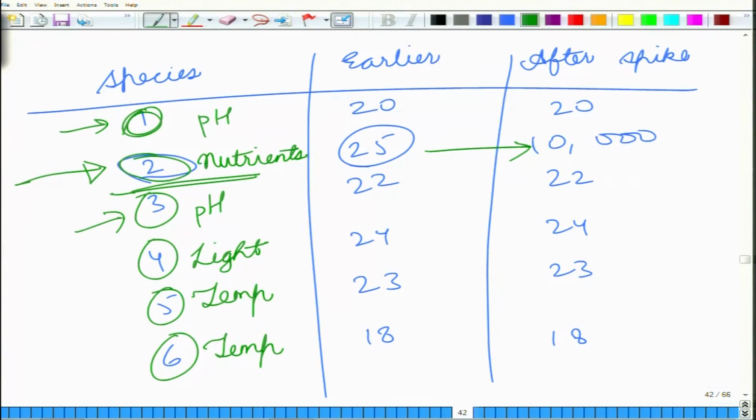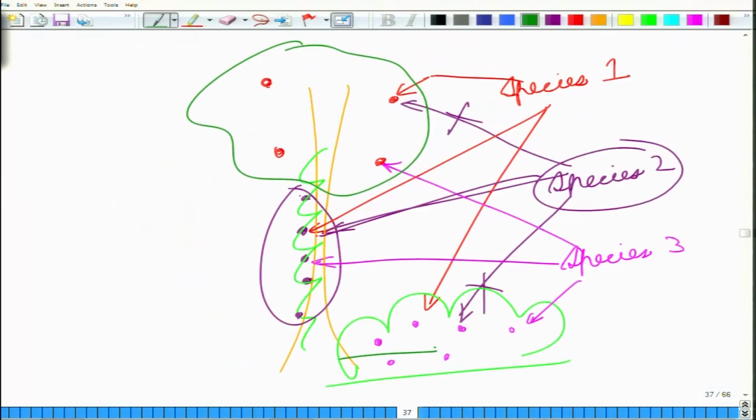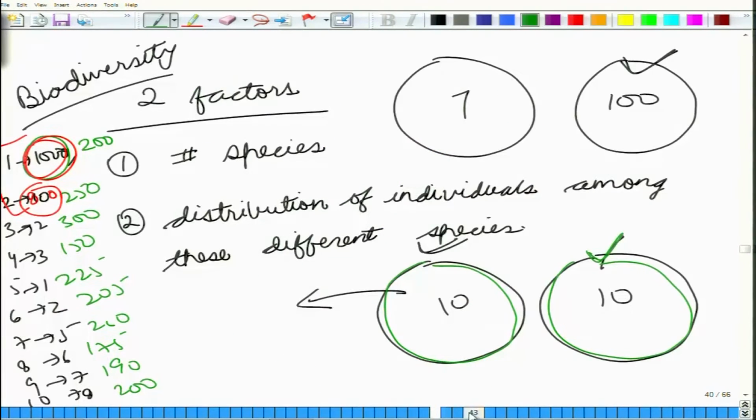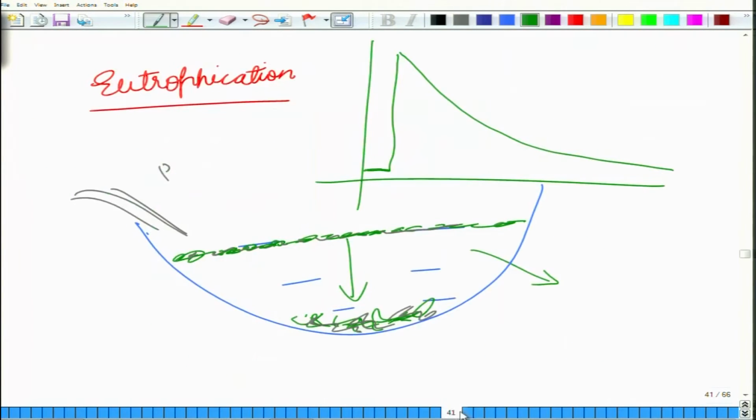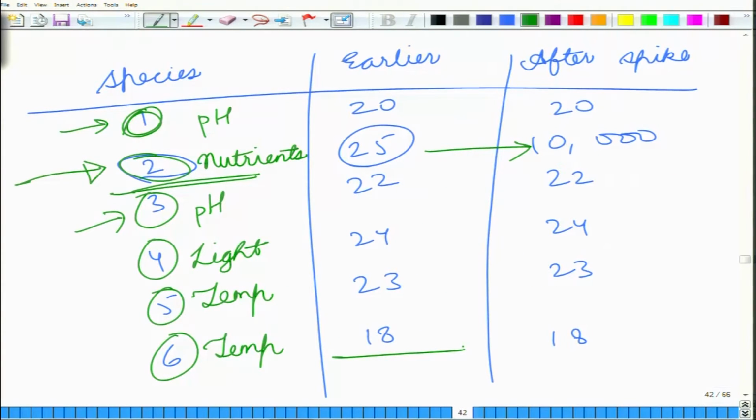Now, once that happens, what do we say about the diversity or the biodiversity that is there in this community? In this particular community, that is in the earlier situation, we had all the individuals that are roughly the same. So, in this case every species has more or less equal number of individuals. So, in that case the level of biodiversity is high.